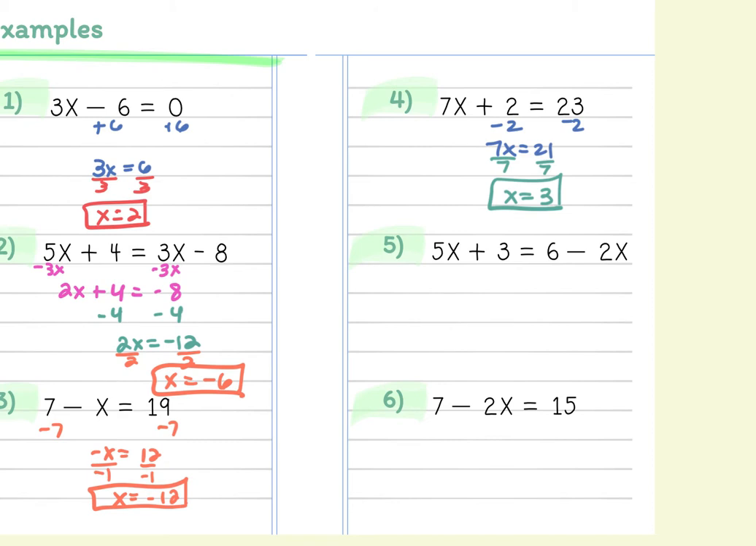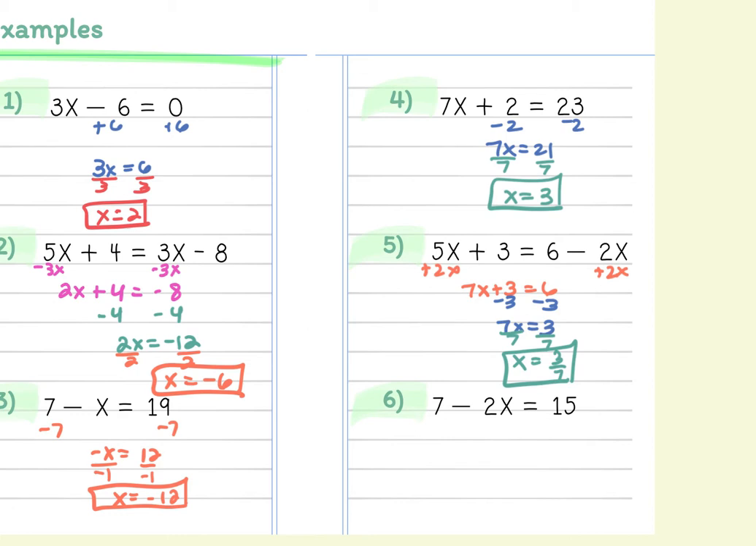So I'm going to add the 2x. I get 7x plus 3 equals 6. I'm going to subtract the 3. 7x equals 3. I'm going to divide by 7, and x equals 3/7. You want to leave it as 3/7. You don't want to put that in decimal form, okay? That would be a rounded number. So unless it literally said round your answer to some number of digits, then you always leave it as a fraction.